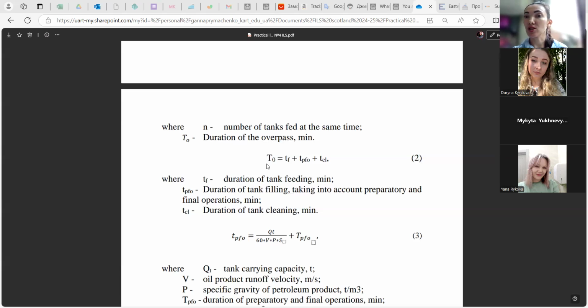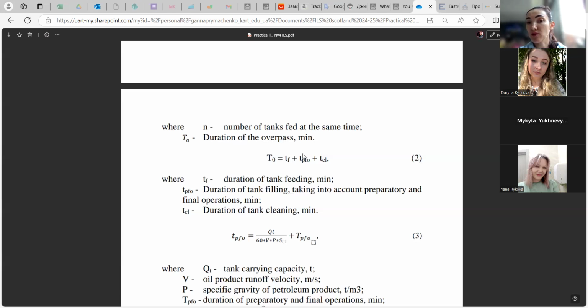T with index 0 is equal to... The first parameters are three times, in minutes, each of them. The first time is T with index F. It is the duration of feeding in minutes. We find this information in our tables: 1 minute, because it is the same.